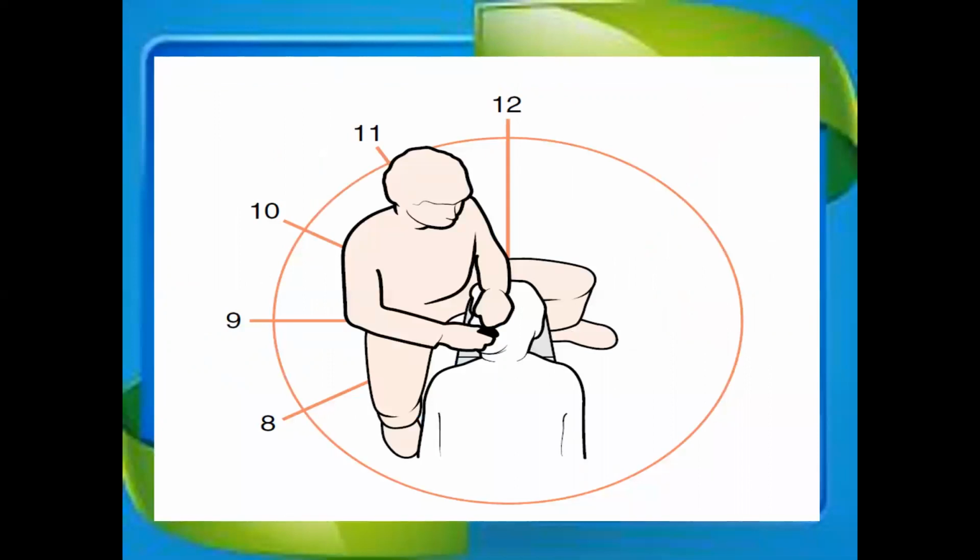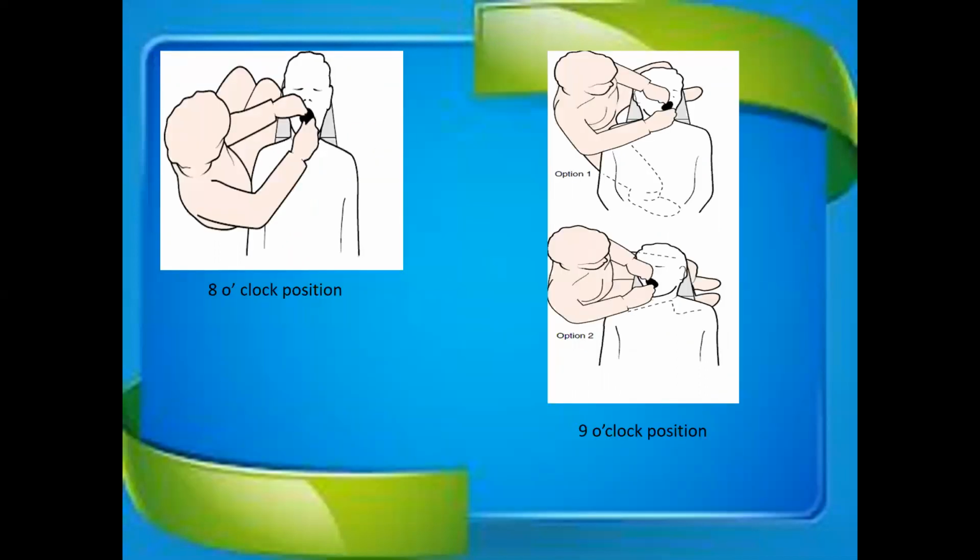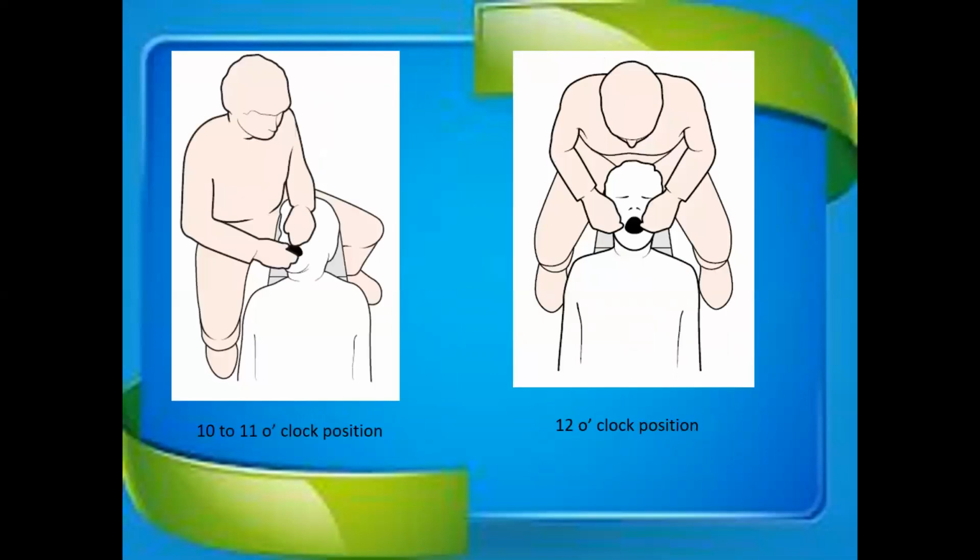So coming on to the different chair positions. We have 12 o'clock position, 11 o'clock position, 10 o'clock position, 9 o'clock position, and 8 o'clock position for right-handed operators. So this is 8 o'clock position. We have two options for placement of your legs. First option is that you're crossing your legs, and second option is you're placing your legs under the headrest of the patient chair. So this is 10 o'clock position.